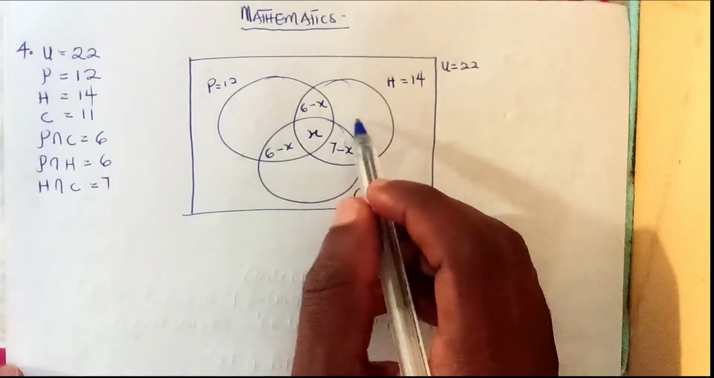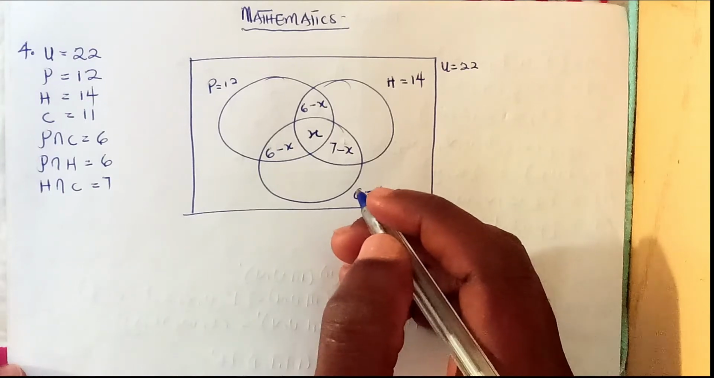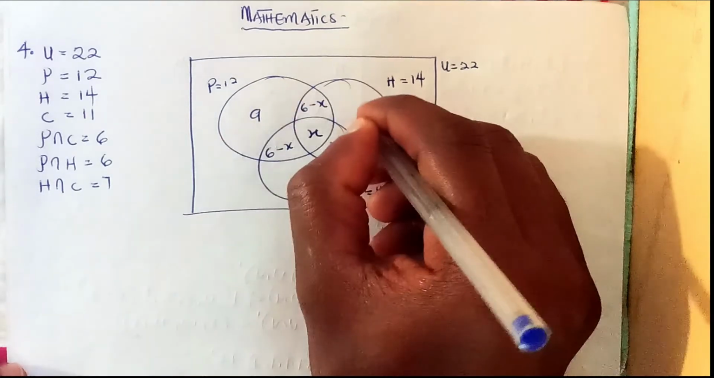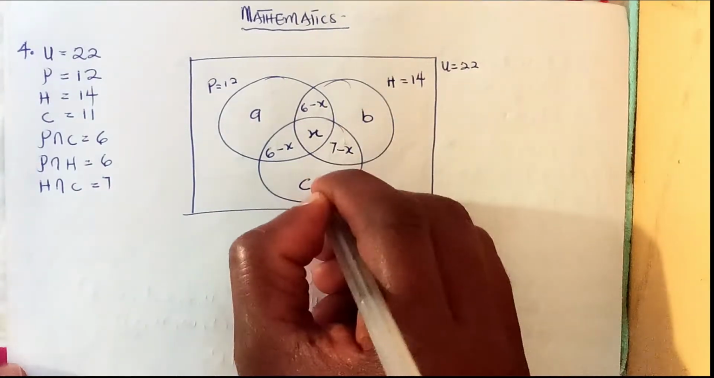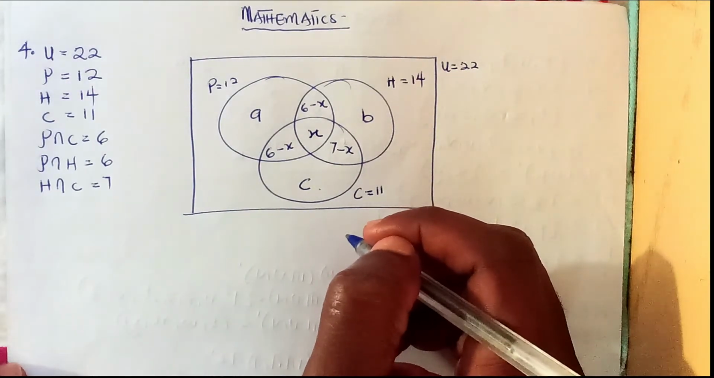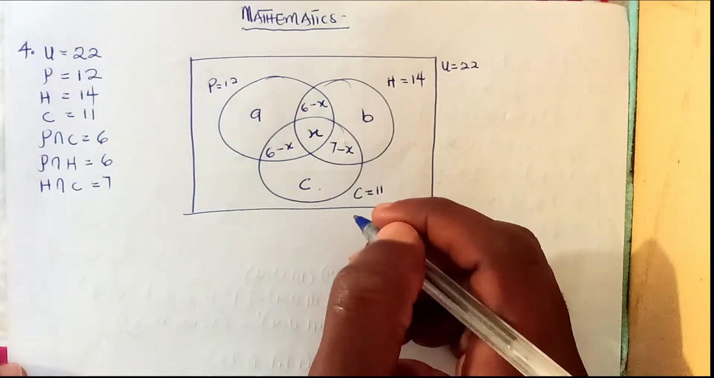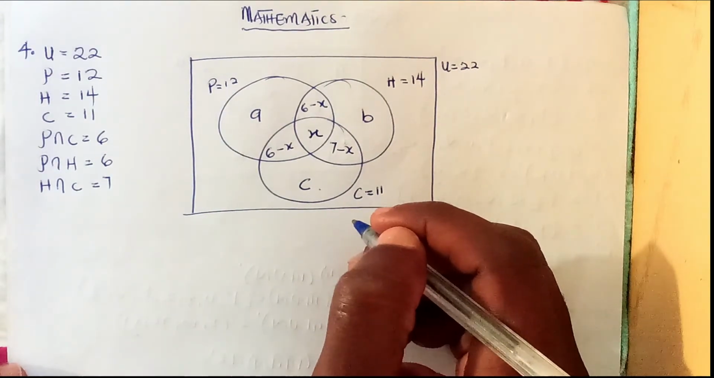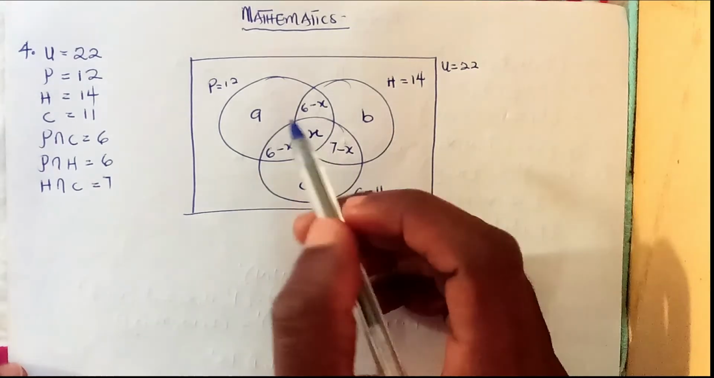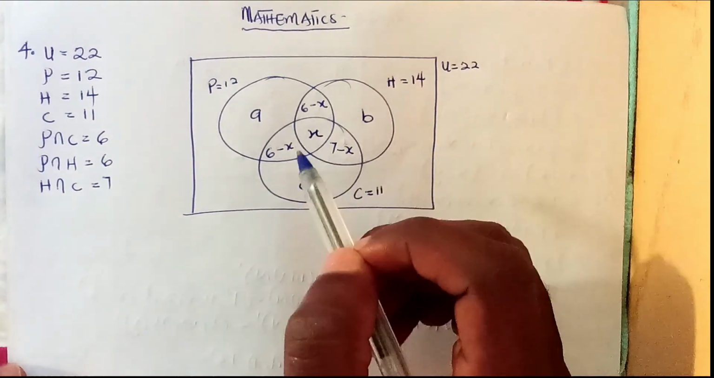P only, H only, and C only weren't given, so we can represent them by letters. That's A, this is B, and this is C. We are asked in B to find X. That's all the 3 requirements. They have all the 3 requirements: the passport, the health certificate, and the currency. So in order to find it, we have to know A, B, and C. Knowing A, B, and C, let's find it.